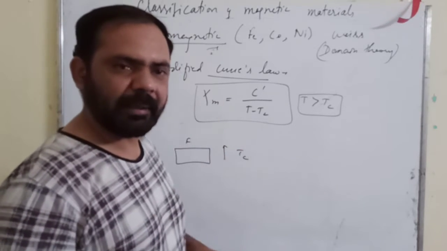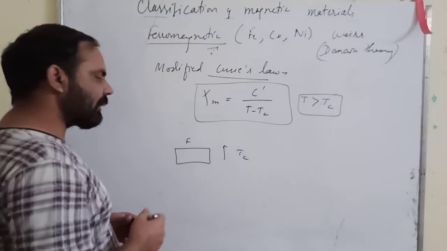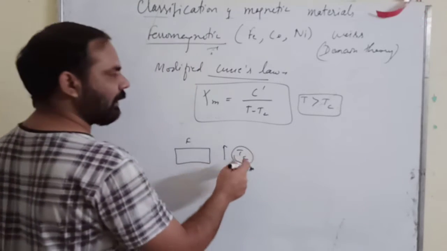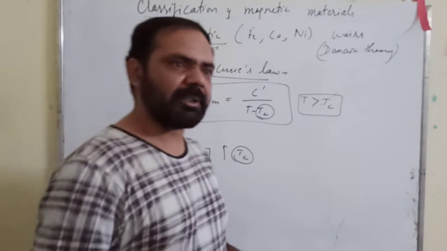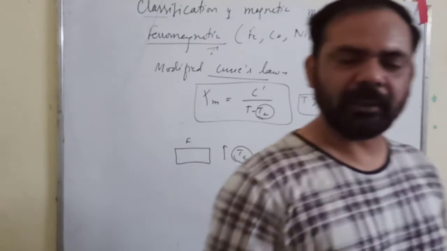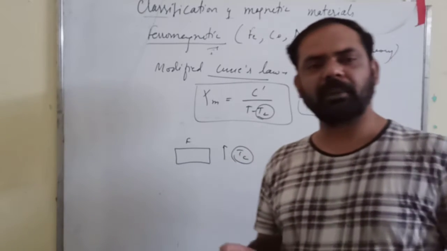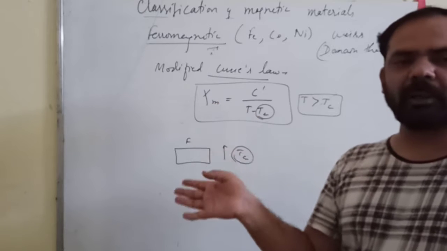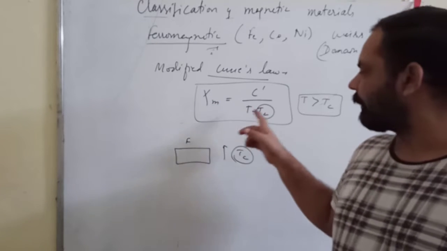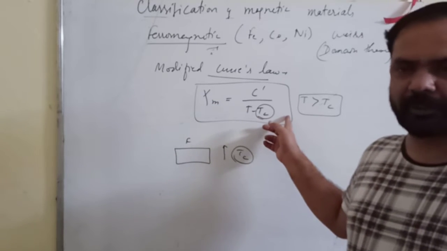Individual dipole moment atoms will have. Okay. So what is this? This temperature is called the critical temperature. So what is critical temperature? It is the temperature beyond which, when the temperature of the ferromagnetic material is increased, it gets converted into a paramagnetic material. That is critical temperature, right?